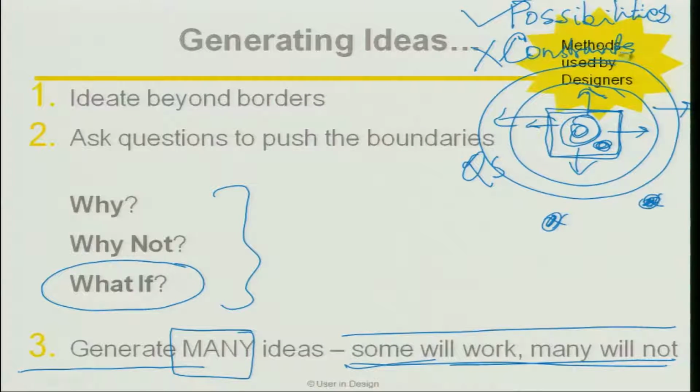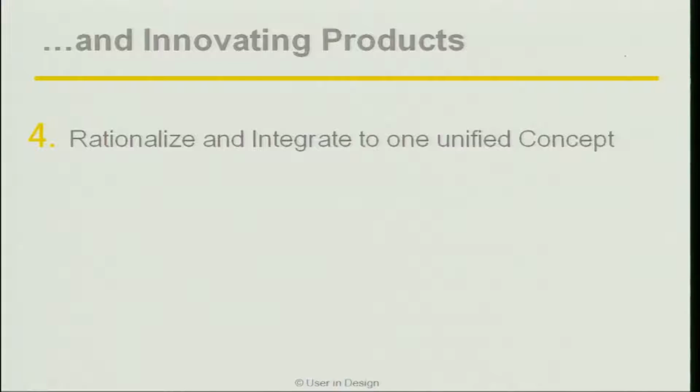So we generate ideas and then move on to innovating products from those ideas. How do we go about that? After we've generated all these many ideas, we've discarded some, we've combined some, we rationalize and integrate to one unified concept. One unified concept that we all agree on, that is the right design. Remember that word, right design? Yeah?